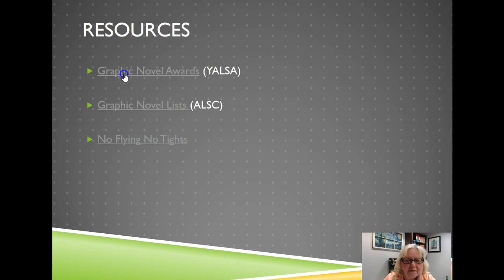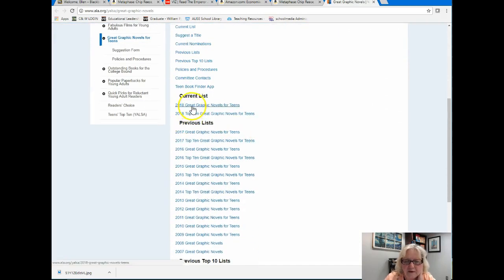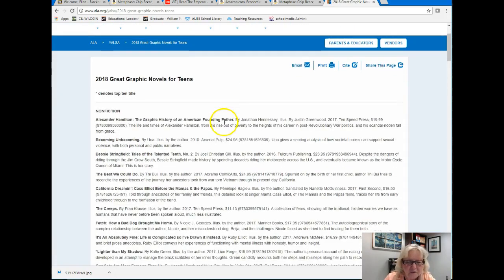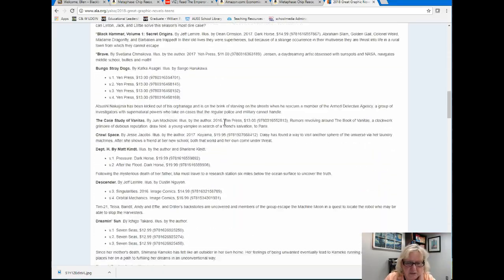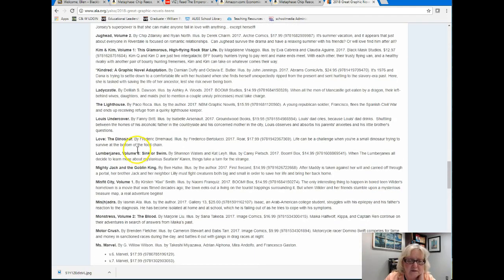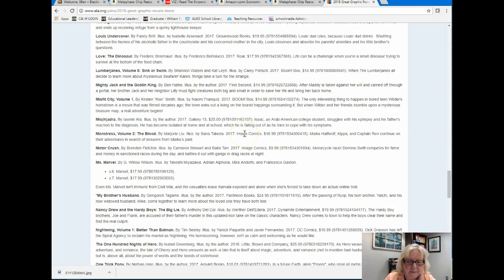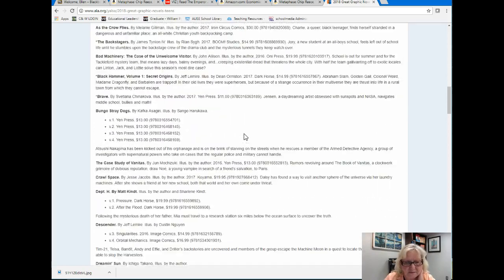YALSA has these graphic novel awards, which are very useful for older students. They have great graphic novels for teens, which is longer, and the top 10 graphic novels. Unfortunately, they did not include images of the cover, which I find very disappointing, especially in a list of graphic novels which are very visual. I want to see the covers on all of these.